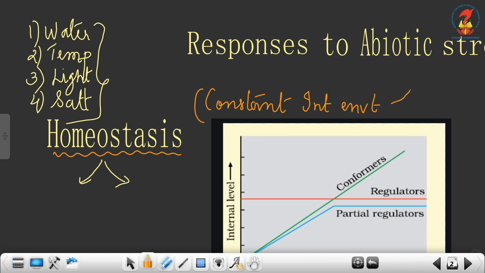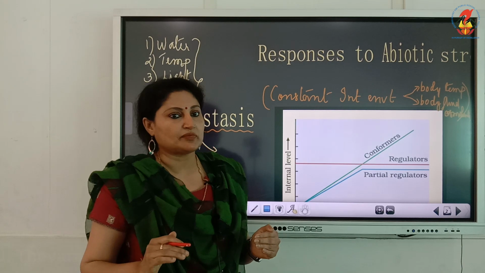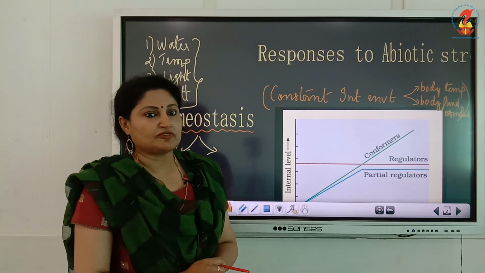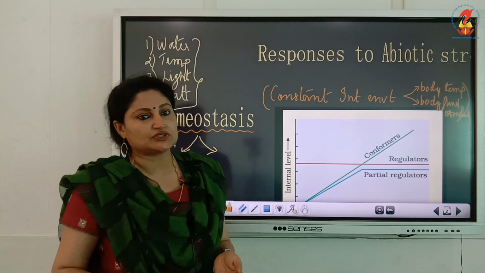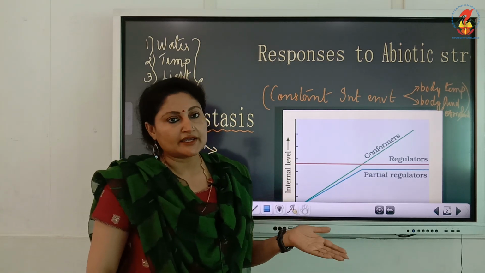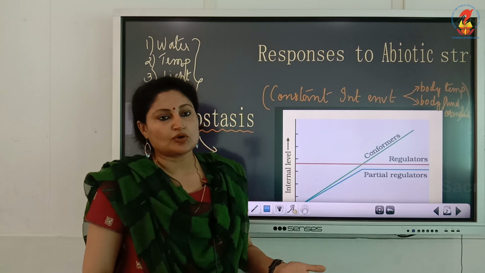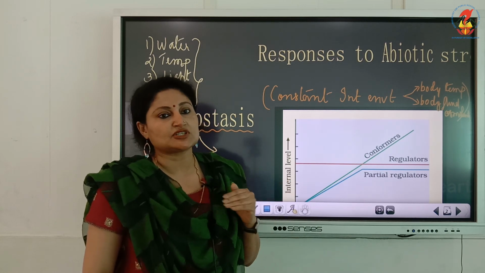And to specify the internal environment, it is the body temperature and the body fluid osmolarity, which is the blood. Osmolarity means salt water concentration. So these organisms have this ability to maintain a constant internal environment compared to the external environment. The external environment may have fluctuation. The temperature may be too high or too low. Whatever the temperature outside, the body temperature of these organisms is constant.